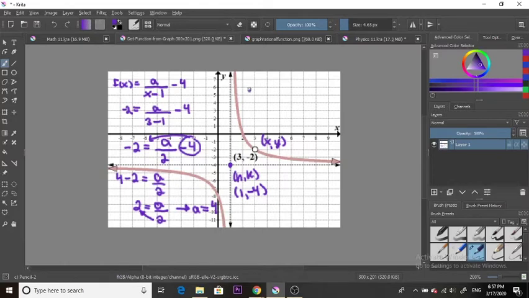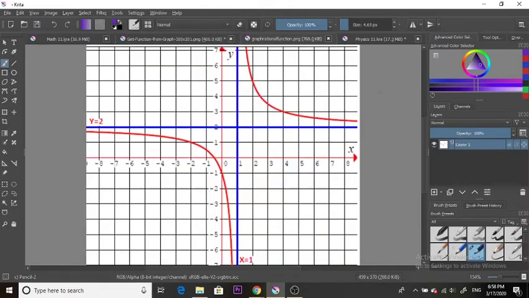Now all we have to do is write in our f of x is equal to our a, which is 4, over x minus your h, which is 1, plus your k, which is negative 4. And this is your final answer. All right, let's take a look at another example.